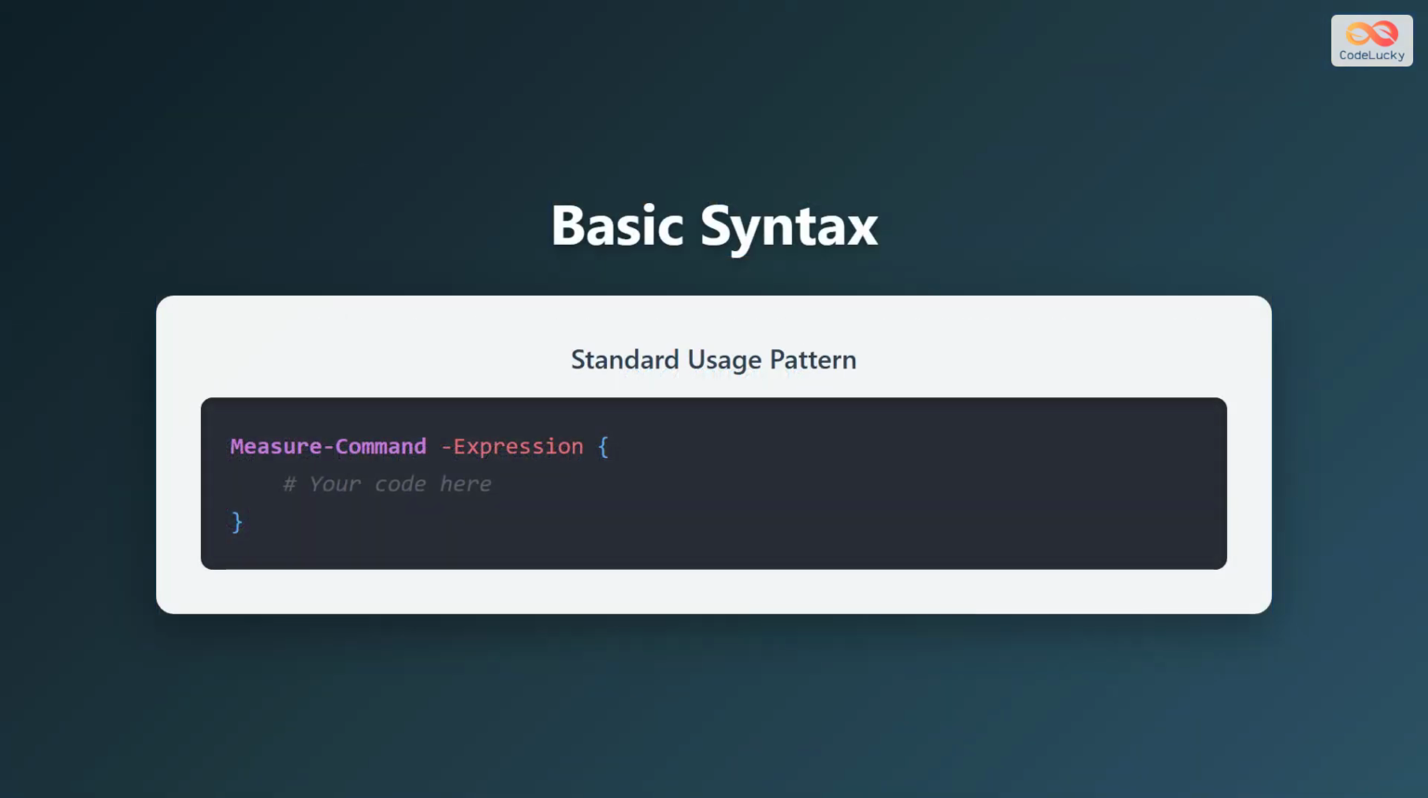The basic syntax of Measure-Command is straightforward. You use the Cmdlet name Measure-Command, followed by the expression parameter, and then place your code inside curly braces. The expression parameter accepts a script block, which is any valid PowerShell code you want to measure. This simple structure makes it easy to wrap any existing code and get timing measurements without making major changes to your scripts.